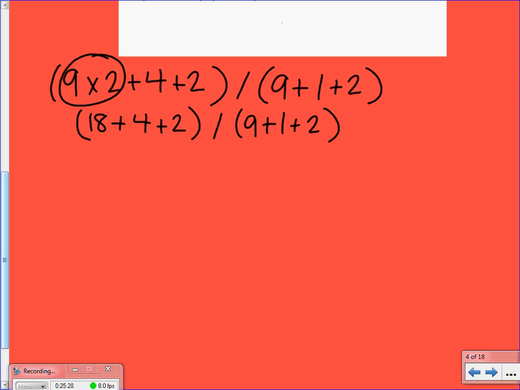Okay? We're still kind of stuck in that first parentheses. Is there any more multiplication or division I need to do? Nope. We got those out of the way. How about adding or subtracting? Yes. Okay, which one am I going to do first? 18 plus 4 or 4 plus 2? 18 plus 4. It just comes first. You're just going to do that chunk in the beginning. 18 plus 4 is 22. Everything else gets rewritten.